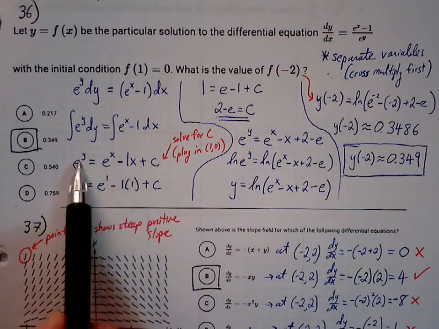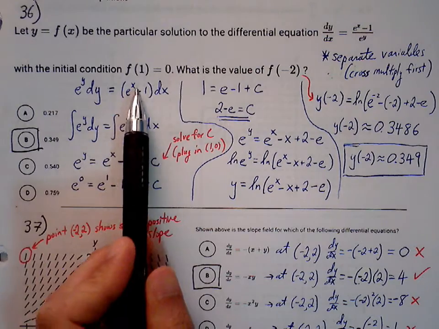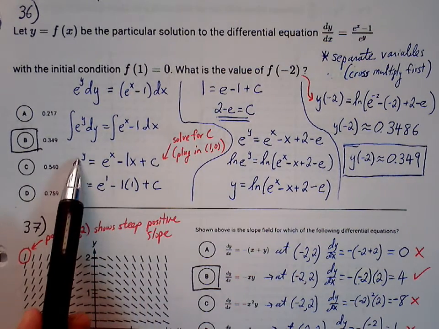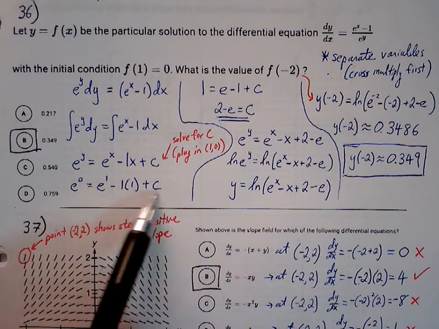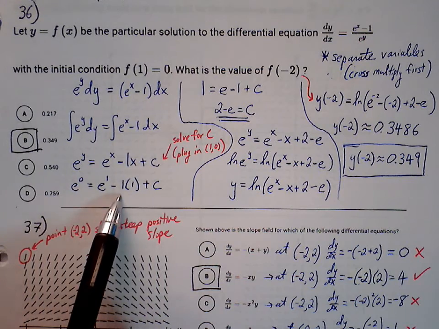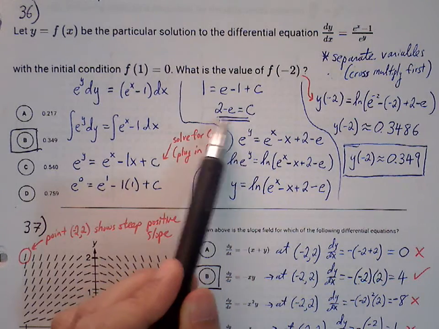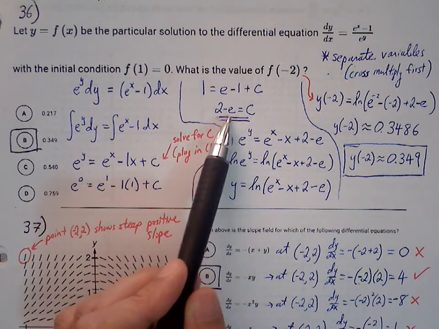So at this point, I'm going to go ahead and solve for c. So I'll take the ordered pair (1, 0). 1 goes in for x, 0 plugs in for y. And we get e^0 is equal to e^1 minus 1 plus c. Clean this up a little bit. e^0 is just 1. 1 plus 1 is 2. 2 minus e to the first power. So this is a number. We'll just leave it in that form. 2 minus e is just my c value.